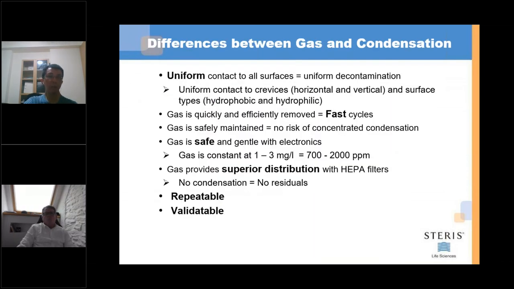And that's really the fundamental difference between the gas and the liquid version of hydrogen peroxide. As a gas, VHP can go anywhere, right? And it has uniform contact to all surfaces. It can go to hard-to-reach places like crevices. As a gas, it's able to be removed quickly, and there's no risk of increased condensation. It's compatible with materials. We have many studies that prove that it's highly compatible with many materials as a gas. I need to highlight that. Even with electronics as well.